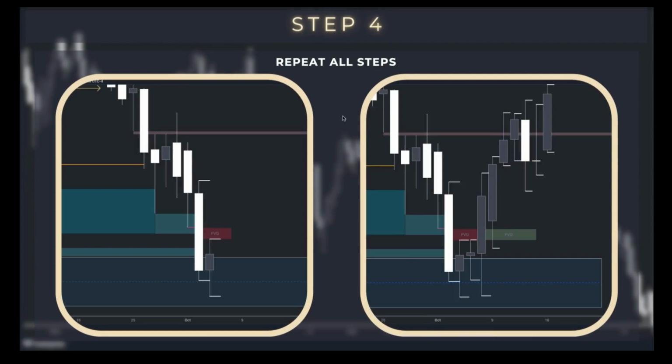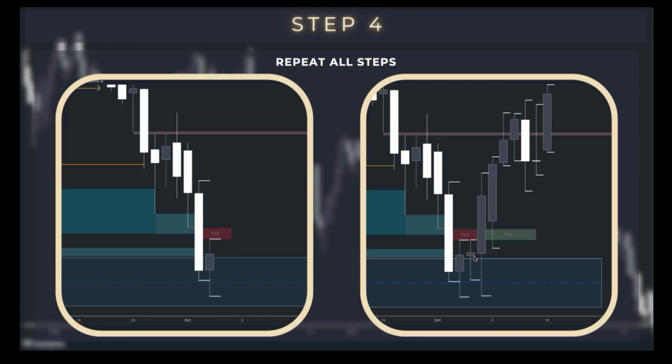Finally, step 4, repeat all steps. So as you can see here, we did have that bearish momentum, broke through that fair value gap, then touched into that order block. Then we fast forward the next day, price took out the previous day's low, still in that order block. And now what do we have? Another bearish fair value gap.